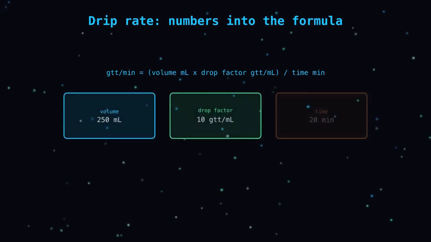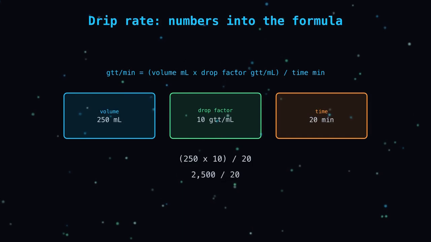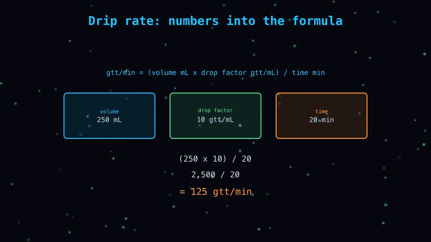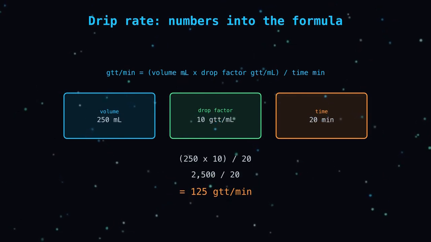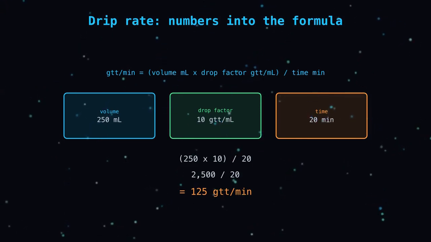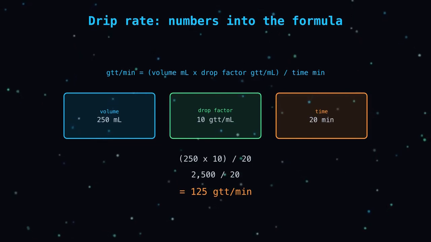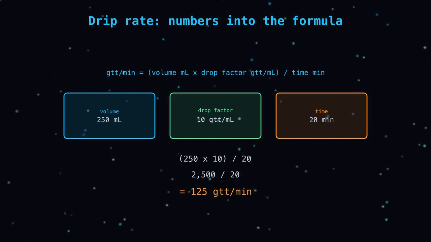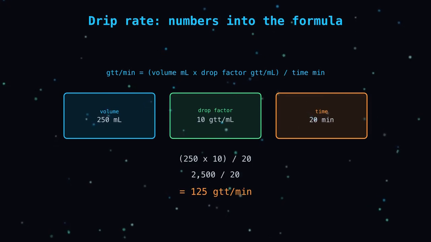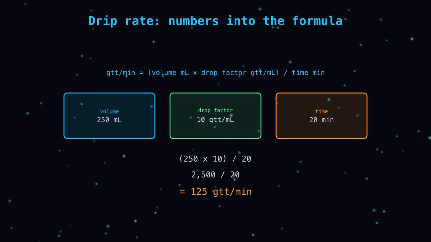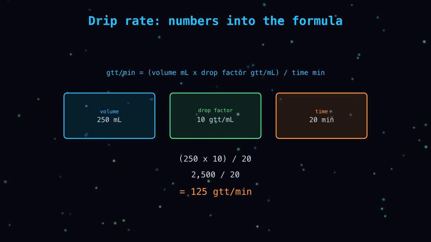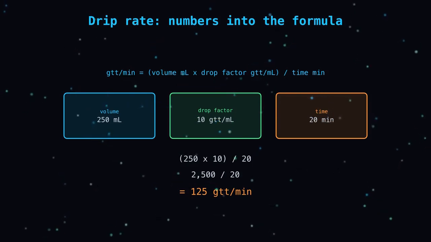We want to infuse 250 milliliters of normal saline over 20 minutes, and we've chosen 10-drop macrodrip tubing. Volume 250 milliliters. Drop factor 10 drops per milliliter. Time 20 minutes. Top of the fraction first. 250 times 10 is 2,500. Now divide by 20 minutes. 2,500 divided by 20 is 125. So you set the roller clamp to 125 drops per minute. That's the answer, start to finish, one formula, plain numbers.